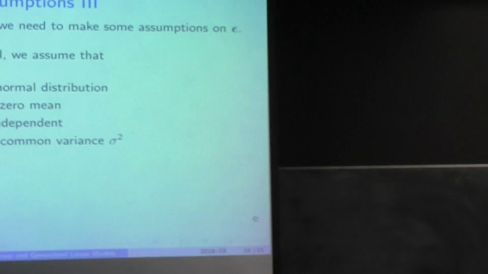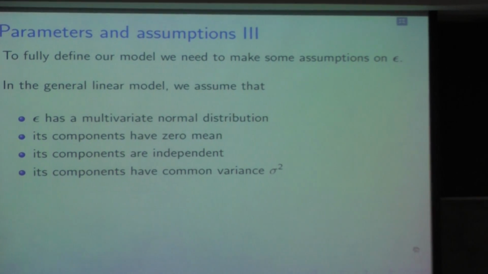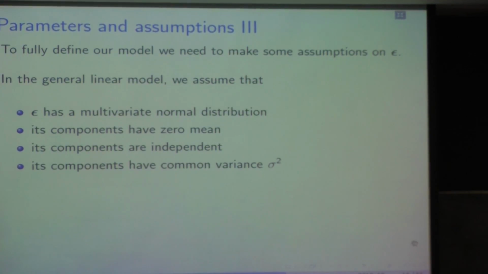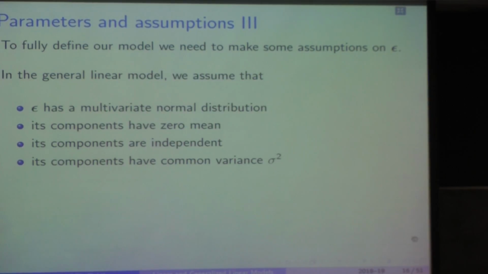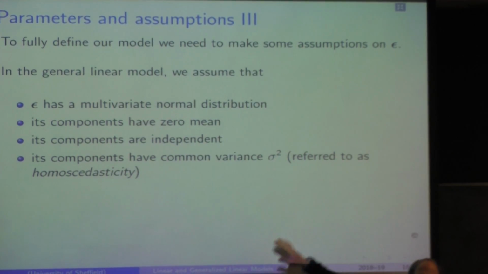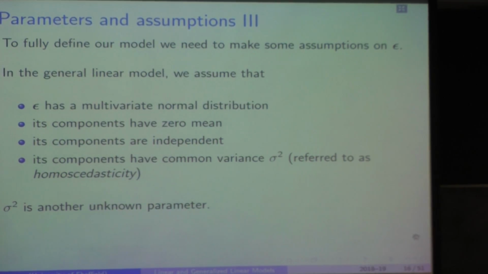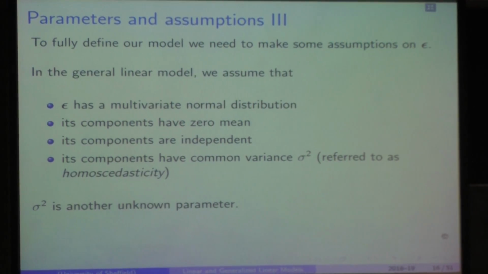We're going to assume that all the components, so the random terms, for all these observations, have the same variance. We're certainly not going to assume that we know what this variance is, but we're going to assume that they all have the same variance, and it's sigma squared. Okay, so this assumption is known using the somewhat difficult to pronounce term homoskedasticity. Homoskedasticity is the assumption that all the random terms in the model have the same variance. And sigma squared here is another unknown parameter. So we do not assume that we know sigma squared.